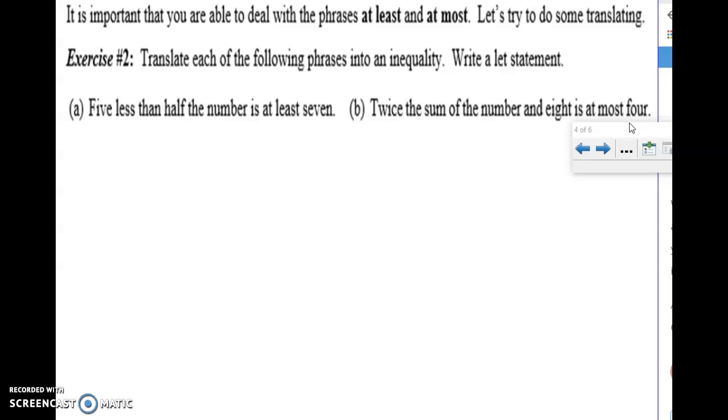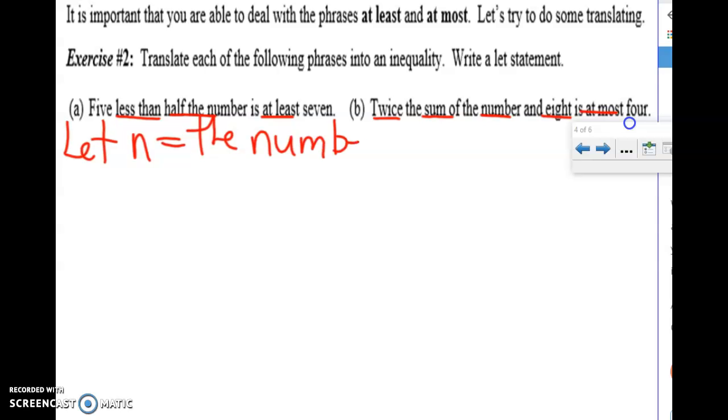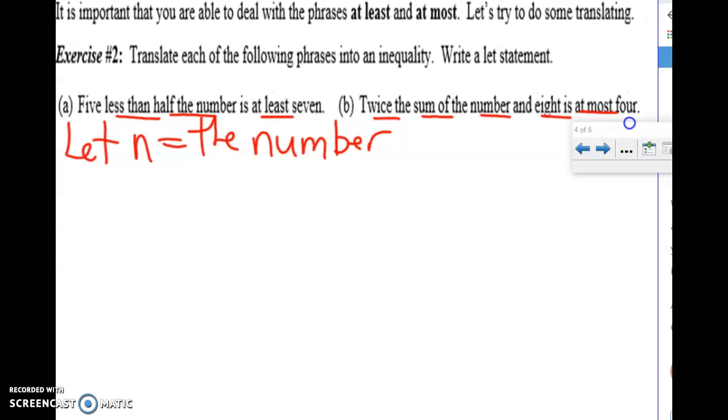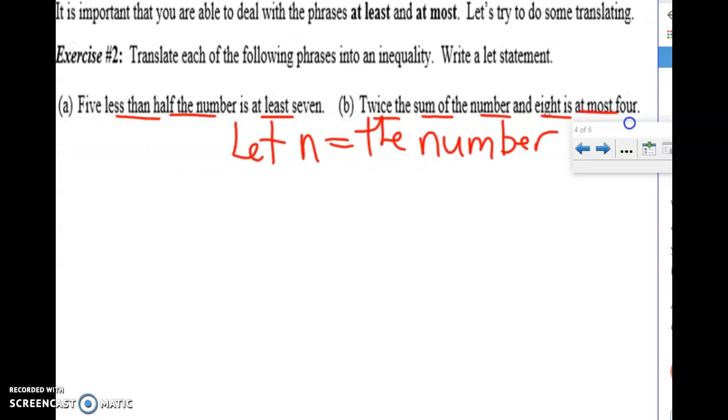So let's make sure we understand what we talked about earlier in the year about less than and half and our inequality words like at least, or twice, and sum, a number, 8, and at most. All right. But what we really need is a variable. So let's let n equal the number. And why don't we let that be the number for both of these? So I'm going to slide this into the middle so we can just use the same variable for both.